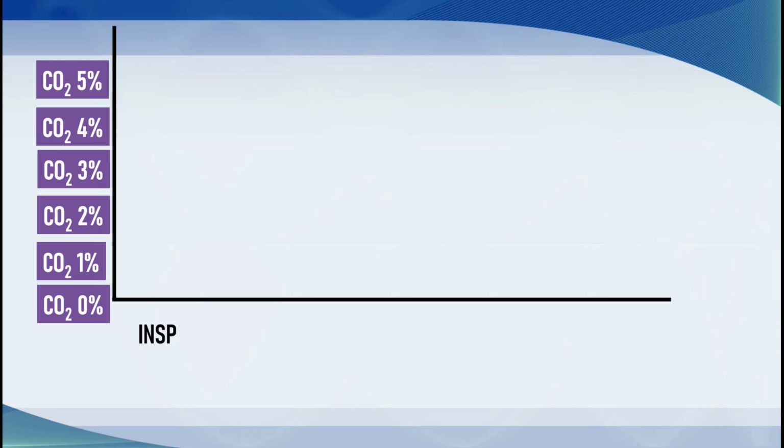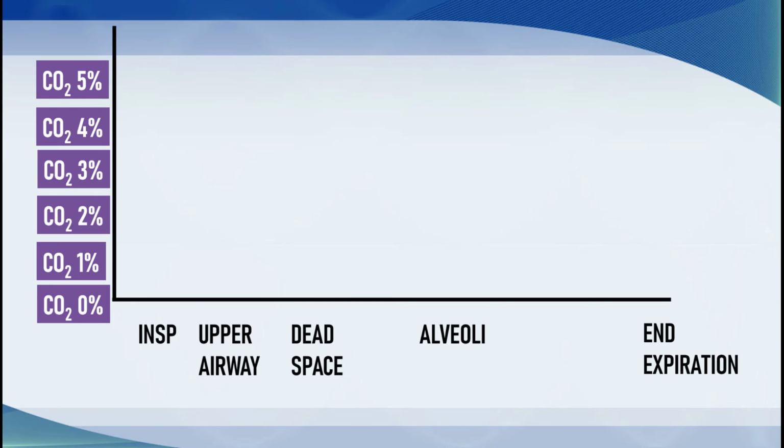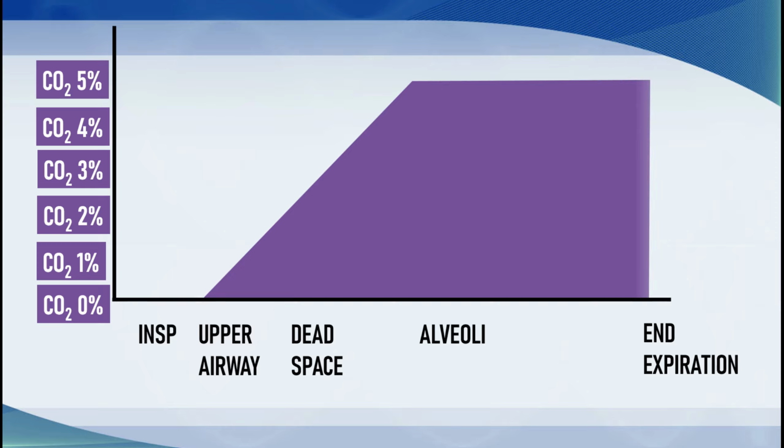If we look at the different components of the airway, we have the upper airway, the anatomical dead space, the trachea and the bronchi, and the alveoli. As expiration proceeds, the upper airway and dead space CO2 is released first. Then the CO2 increases progressively until there is a plateau. The point of maximum CO2 release is at end expiration, and this is the end tidal CO2.